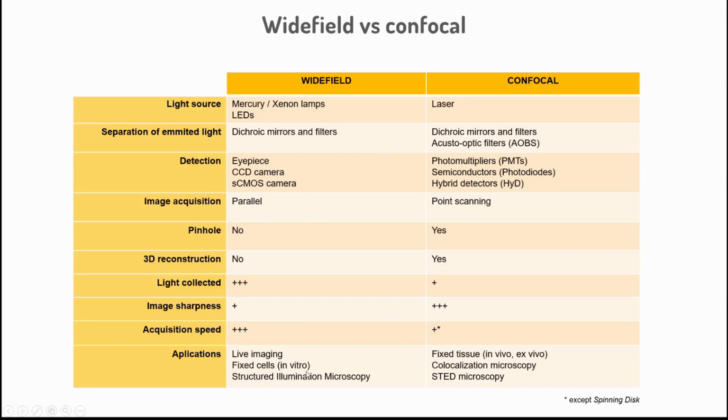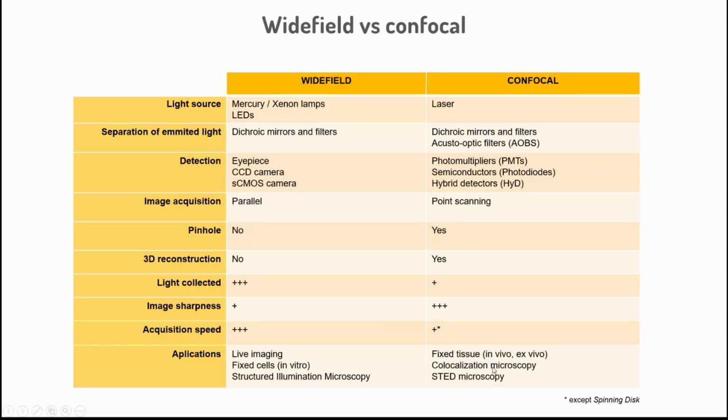So the applications, and this is the important part. In wide field, you use it for live imaging, for fixed cells, but in vitro because you don't have sharpness. And for structured illumination, this is something for super resolution that is not useful now for us. Confocal normally is used for fixed tissue. You can use it for live imaging, but you will probably photobleach your sample.